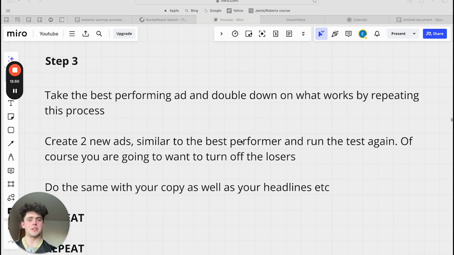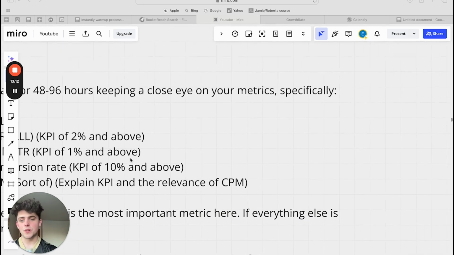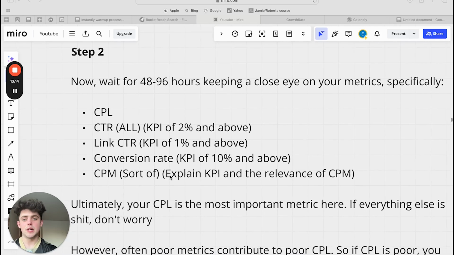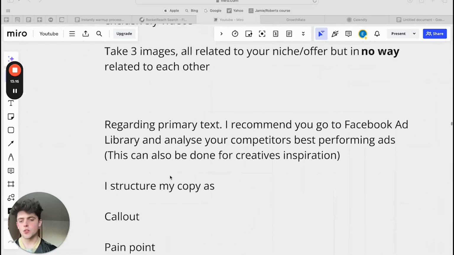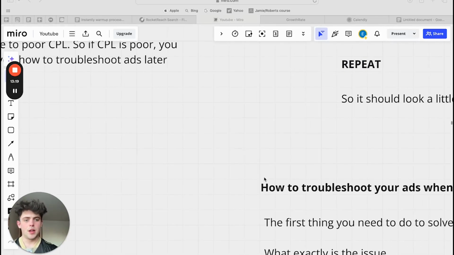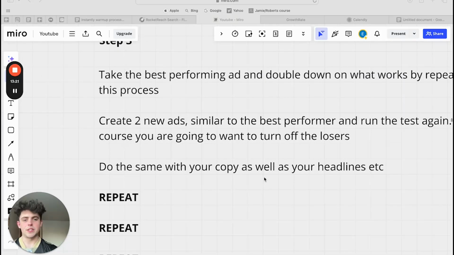So we'll go back to the estate agent example. It might have been that the for sale sign did the best. So now what you're going to want to do is implement a photo of a couple standing beside a for sale sign, and you're going to want to implement a photo of, I don't know, just a for sale sign on its own without even a house in the background, if that makes sense. And run the test again. So just do all of this again, wait 48 to 96 hours, keep an eye on the metrics, and do all of this again.